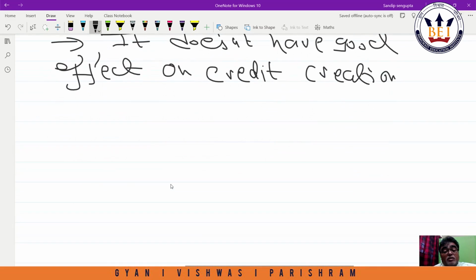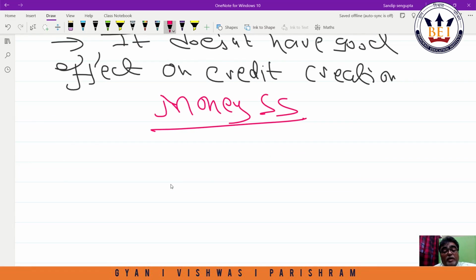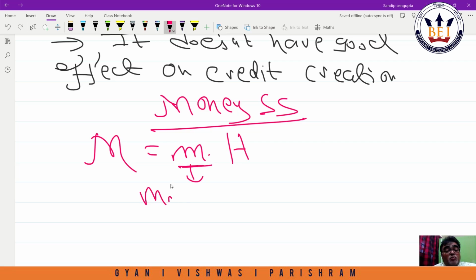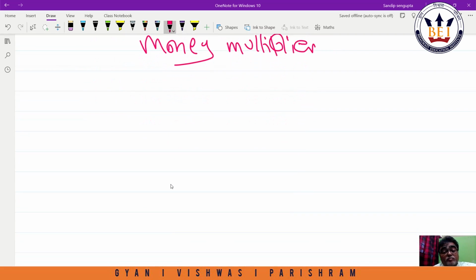This is the credit multiplier part. They have extended this question with money supply also. Money supply means what? More specifically, it is total M, and total M is nothing but small m into h. What is small m? This is called the money multiplier. For intermediate standard, you can give the answer with the money multiplier. It is a wider concept.